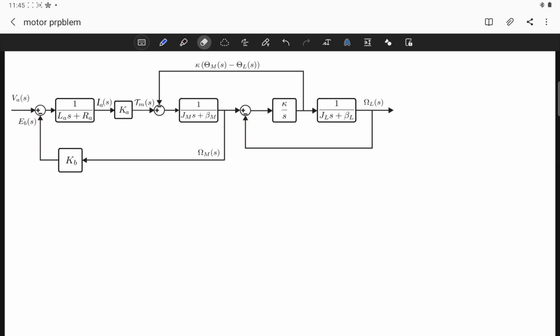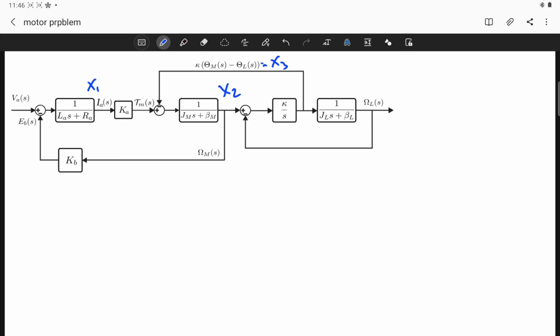Okay, the most natural choice for a block diagram representation which is fully causal and composed of only constants and first order transfer function blocks is using the output of each transfer function or dynamic block as our state. So I assume that this is my first state, technically the current of the inductor, or current of the armature circuit, x1. This is my second state, which is the angular velocity of the motor shaft. This is my third state, x3, which is technically the angular difference between two shafts multiplied with kappa.